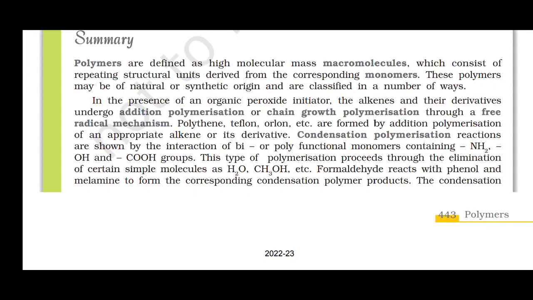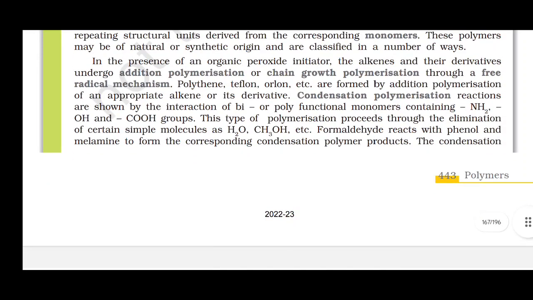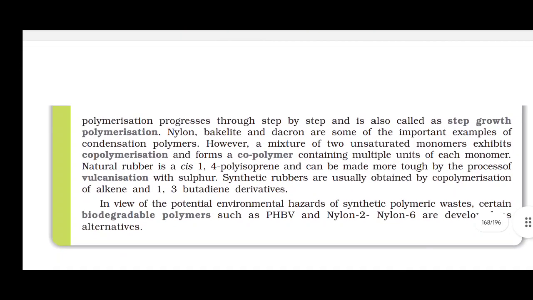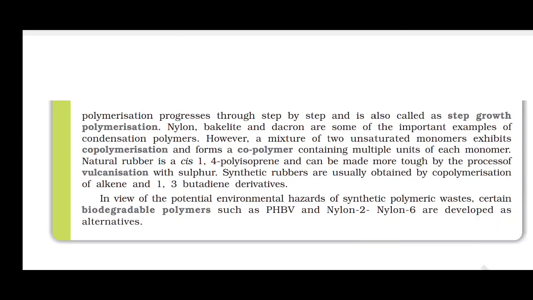Condensation polymerization reactions are shown by interaction of bi- or polyfunctional monomers containing NH2, OH and C double bond OH groups. This type of polymerization proceeds through the elimination of certain simple molecules like water or methyl alcohol. Formaldehyde reacts with phenol and melamine to form the corresponding condensation polymer products. Condensation polymerization progresses step by step and is called step growth polymerization. Nylon, bakelite and dacron are some important examples of condensation polymers.